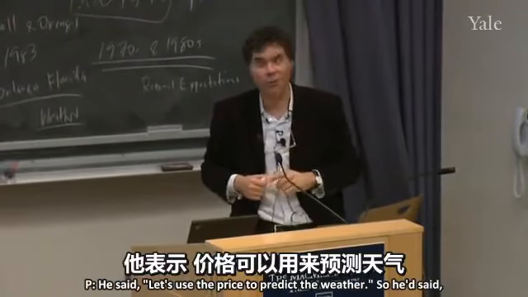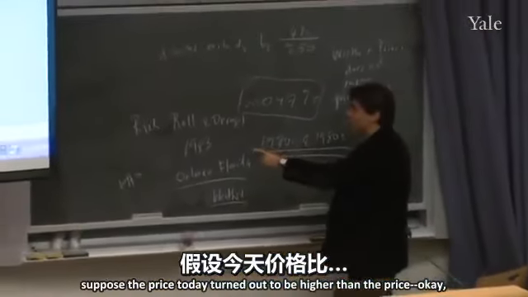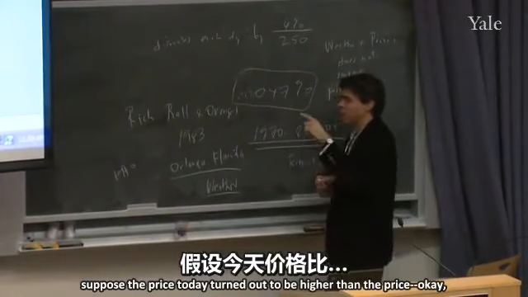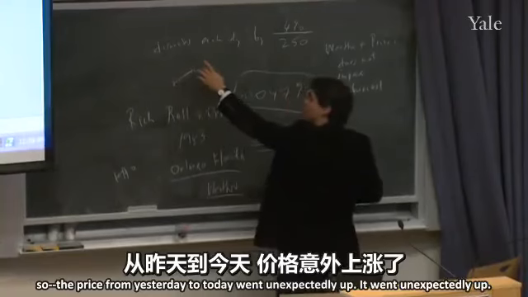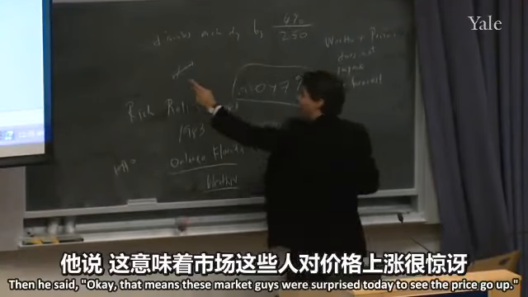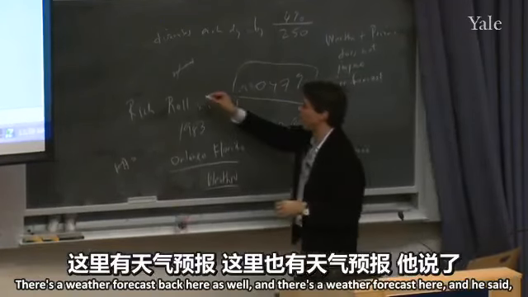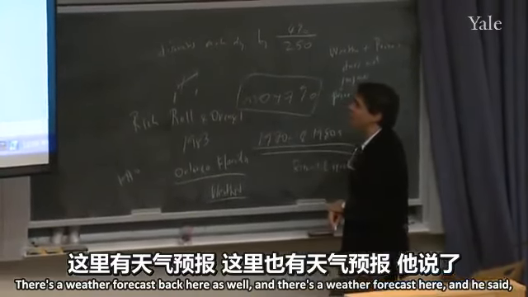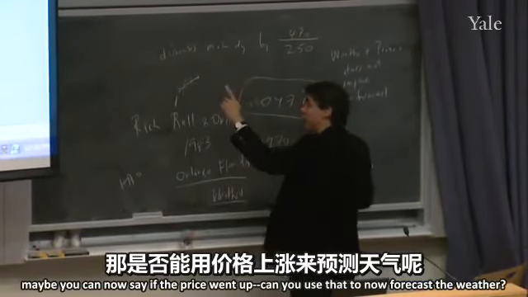He said, okay, let's use the price to predict the weather. Suppose the price today turned out to be higher than the price from yesterday, so the price went unexpectedly up. Then he said, okay, that means these market guys were surprised today to see the price go up. There's a weather forecast back here as well, and there's a weather forecast here. And he said, maybe you can now say, if the price went up, can you use that to help forecast the weather?